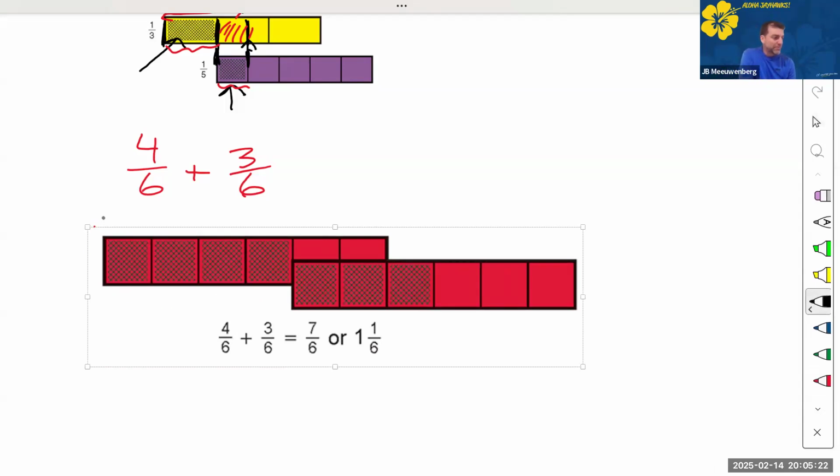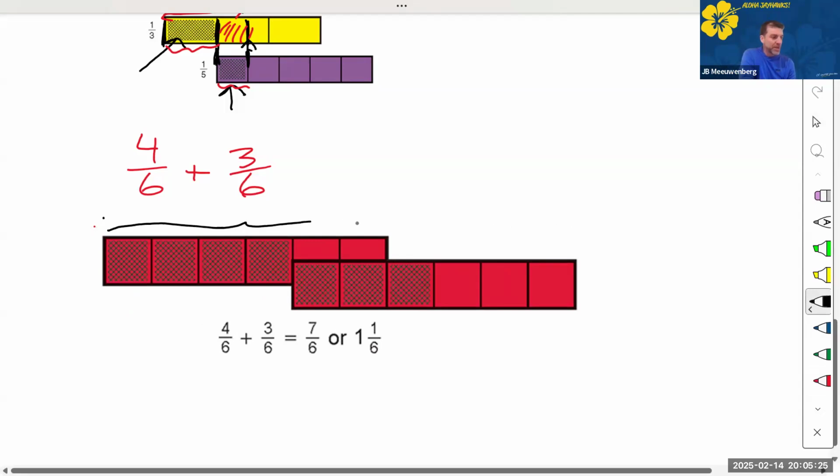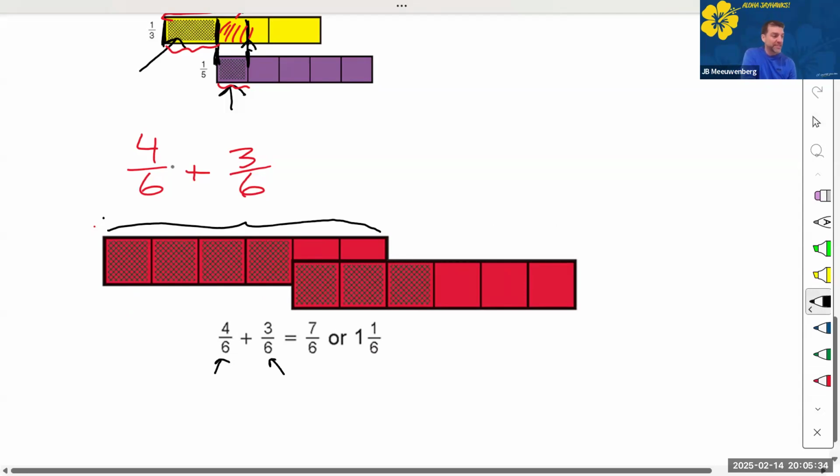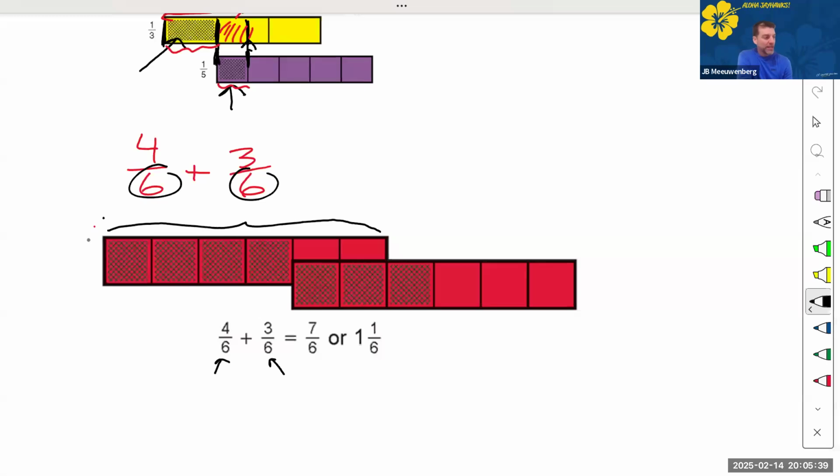So this bar on top here is, of course, cut into 1, 2, 3, 4, 5, 6 pieces, as is the bar on the bottom. Why? Because both of our fractions had denominators of 6. So they're both going to be cut up into 6 pieces. It also is important for me to note that the length of these bars, they are the same. Then we look at the shaded sections. We had 1, 2, 3, 4 of them here for the 4/6, and then we had 1, 2, 3 of them here for the 3/6.